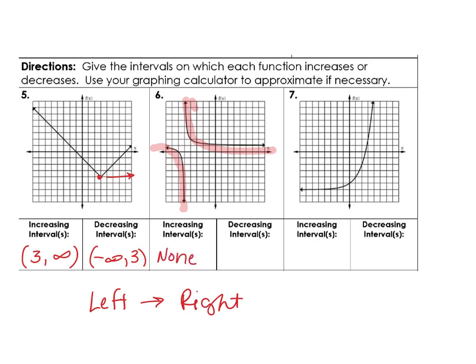And intervals of decreasing, notice it is decreasing everywhere except at that vertical asymptote. So we're going to say from negative infinity up to -5, and then we're going to pick back up on the other side of 5 to infinity. And then here's a great example. This is an exponential function, and if we look at it from left to right, it is increasing everywhere. So intervals of increasing would be from negative infinity to infinity, and decreasing, that would be none.